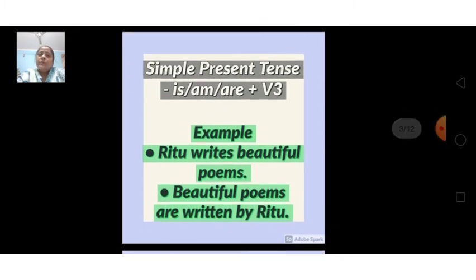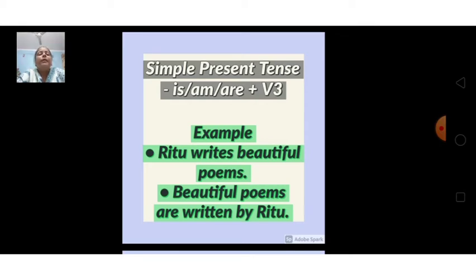Now, let's see different examples of different tenses. Simple present tense. What is the rule of changing simple present tense to passive voice? We will use is, am, are, any one of these with the third form, past participle form of the verb. Is used with the singular nouns. Am is always used with I. Are is used with the plural nouns.